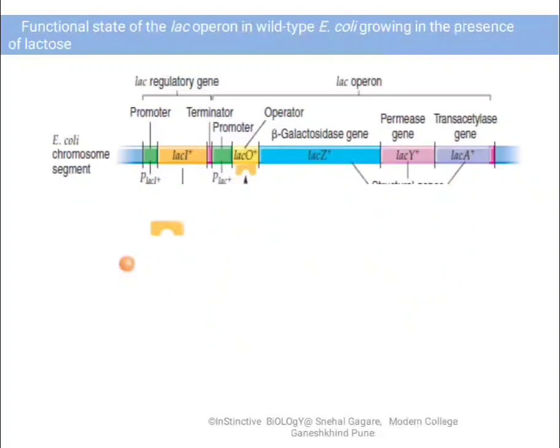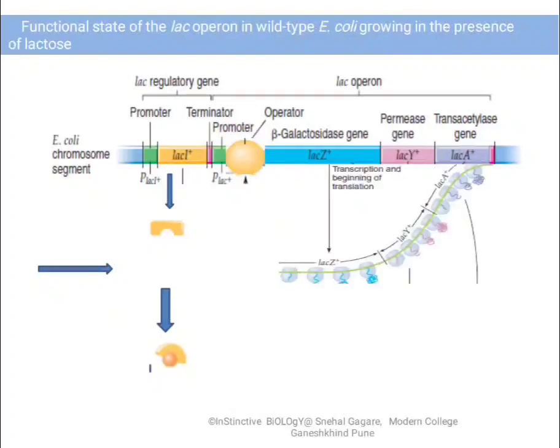On the other hand, when lactose is present, what is happening is the repressor protein is produced, but the repressor protein is bound by our inducer allolactose. This causes a change in the conformation, and so RNA polymerase binds to the promoter region, causes transcription and translation of genes.